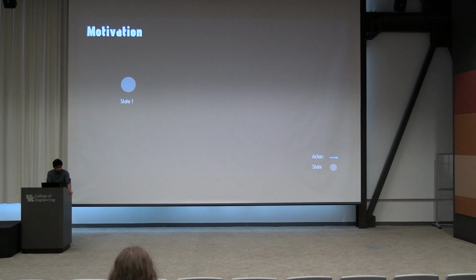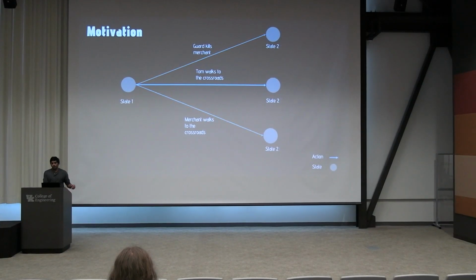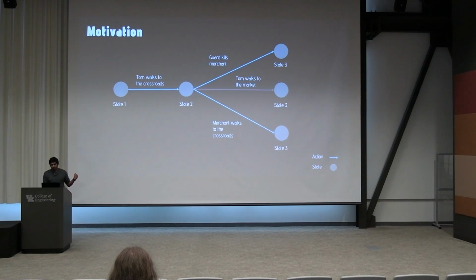But a human storyteller, once they have selected the first action, will see that after taking that action, there is a set of new actions that are available now that were not possible before taking that action. For example, here the action Tom walks to the market was not available before taking the action Tom walks to the crossroads.